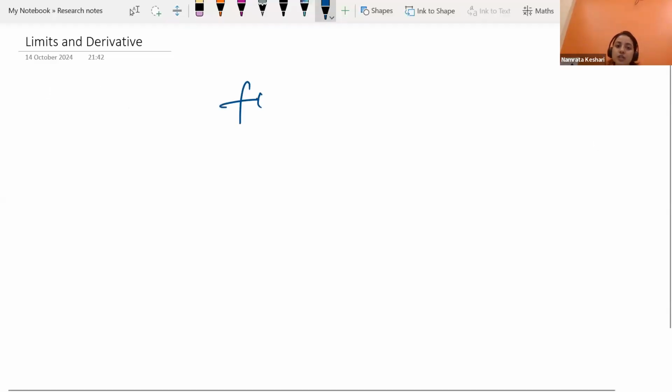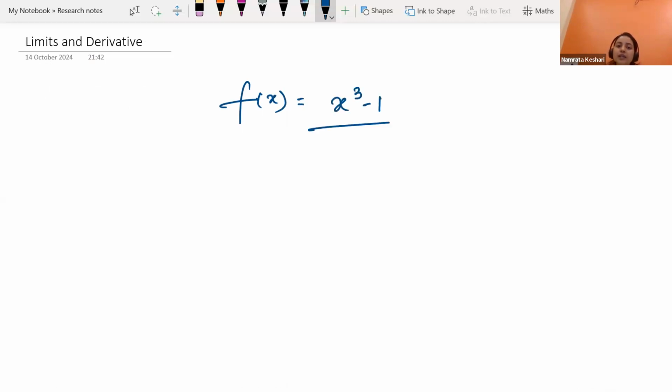Suppose we are having a function f of x is equal to (x cube minus 1) by (x minus 1). Okay, and suppose you want to check what the output is at x equals 1. Please check it now. When we take x equals 1, what will be the output? Yes, Ali and Alina, what will be the output when x is 1? What is y when x is 1?